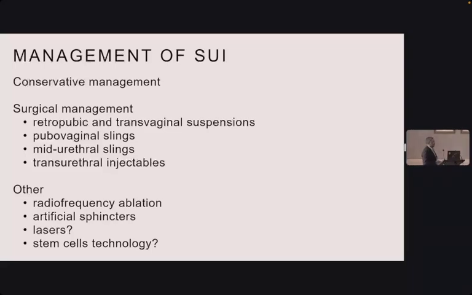The pubovaginal slings are basically placed at the neck of the bladder, whereas the mid-urethral slings, as we heard earlier, are in the middle of the urethra where the continence mechanism is actually located. And then also more recently, your transurethral injectables. So I'll just briefly look at all of them. We are all familiar with most of them. And then I thought I'll just look at some of the other things mostly used by urologists, I suppose: radiofrequency ablation, artificial sphincters, lasers, and stem cell technologies, and see where we are with those ones.